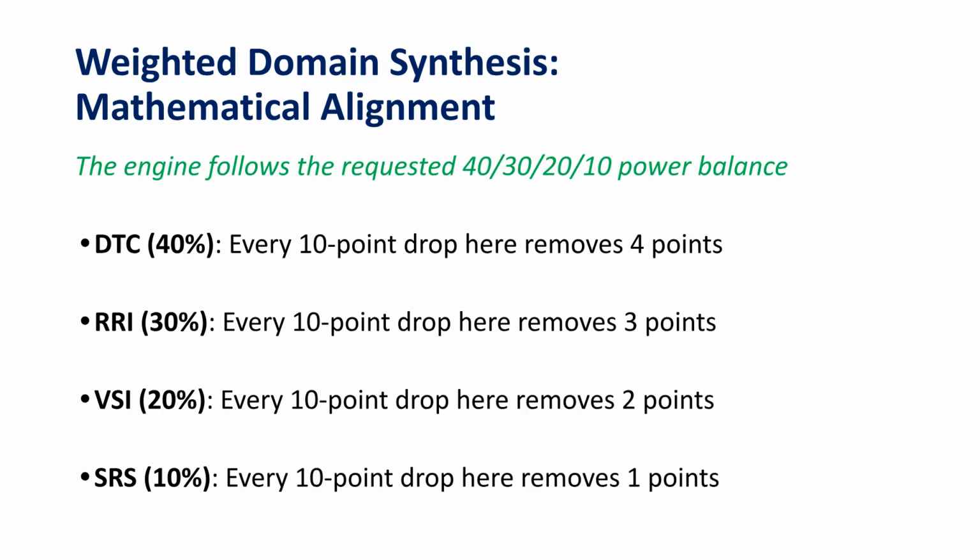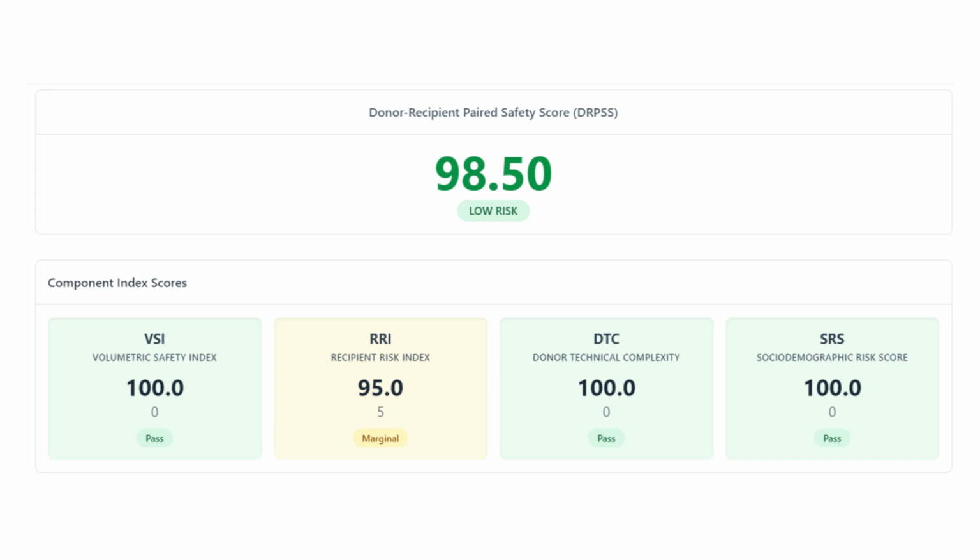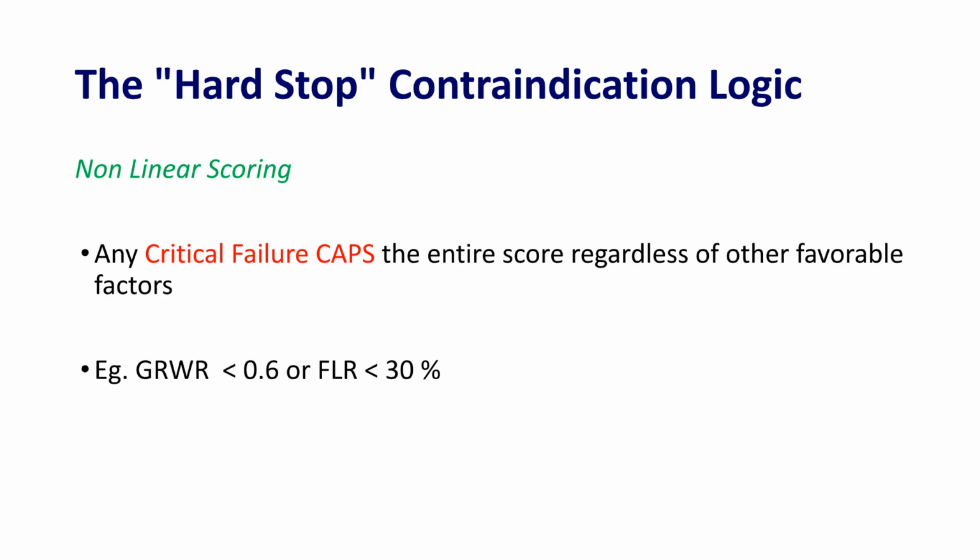The engine uses weighted domain synthesis to align with the 40/30/20/10 power balance. Each 10-point drop in a domain removes a specific number of points according to its weight. The next scenes further explain the concepts in the LDLT risk assessor. The hard stop contraindication logic involves nonlinear scoring.